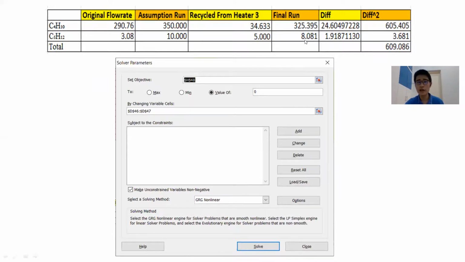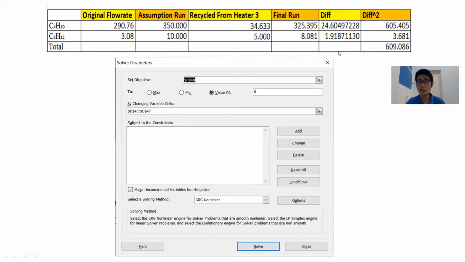So the final run is the addition of these two columns. This original flow rate and the recycle of heater 3 is the addition of these two columns. So basically, this solver system is to iterate the assumption run, which will assume a number afterwards to get closer to this value in order to achieve zero. Which means the assumption run and the final run at the end of the day will get zero in difference, will be the same value among each other.